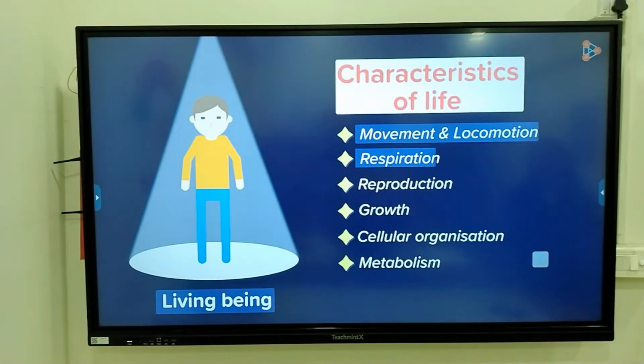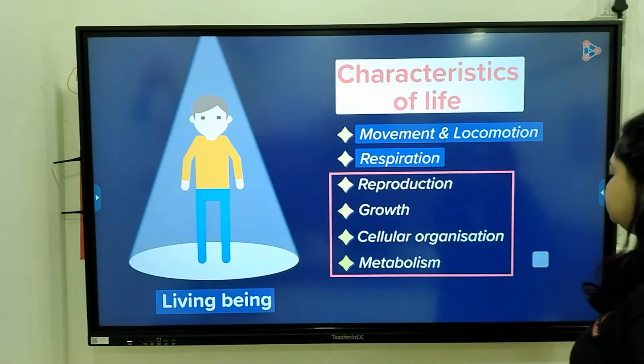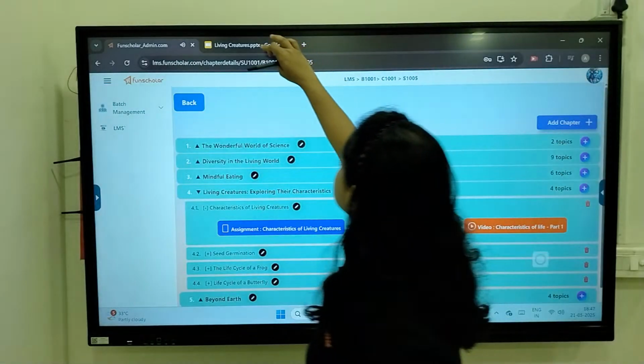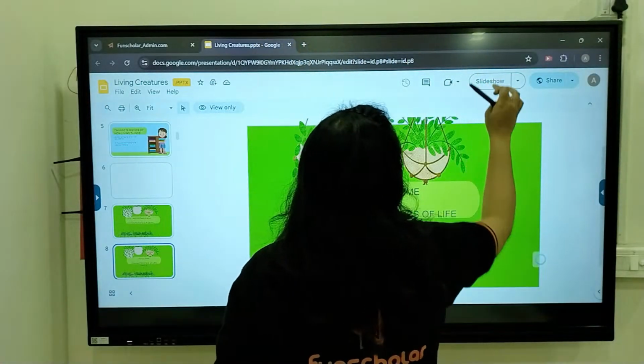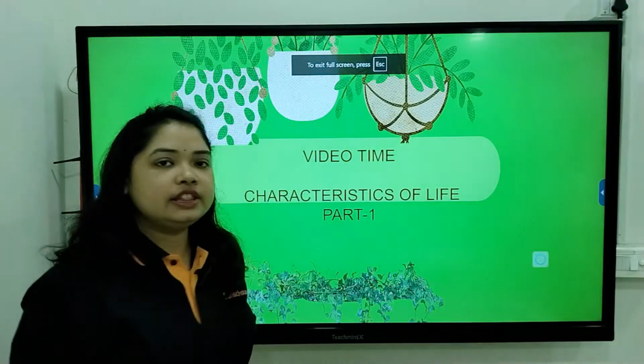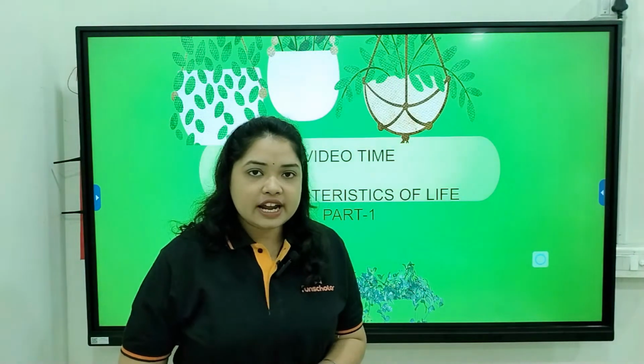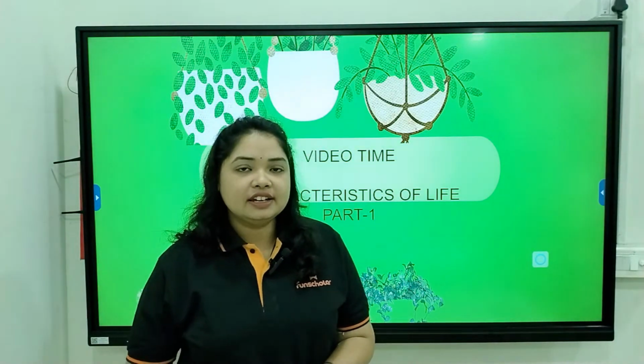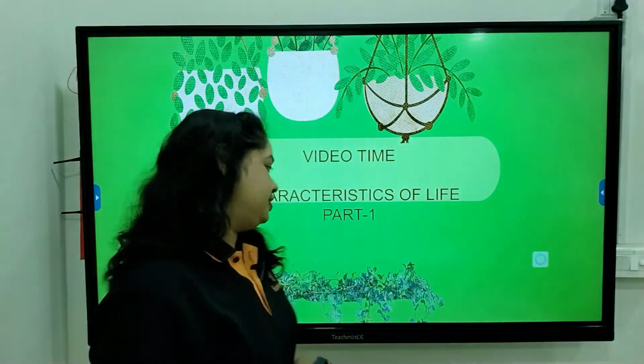So, these were the first two characteristics that help us differentiate between living organisms and non-living objects. Next, we will look at a few more characteristics. So therefore, in the video that we watched just now, we have got an idea how the first two characteristics define the status of living creatures.